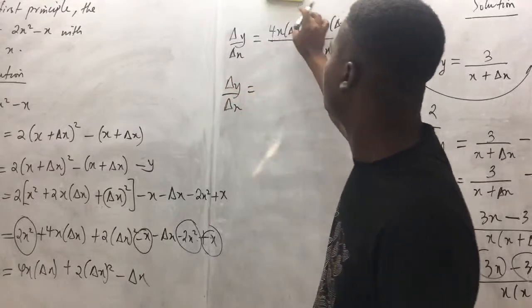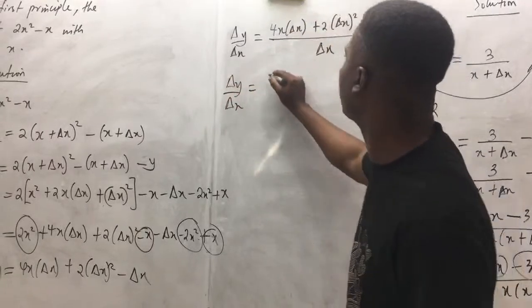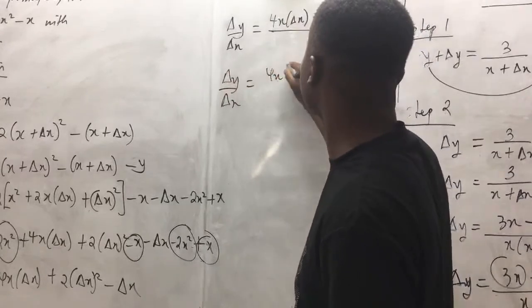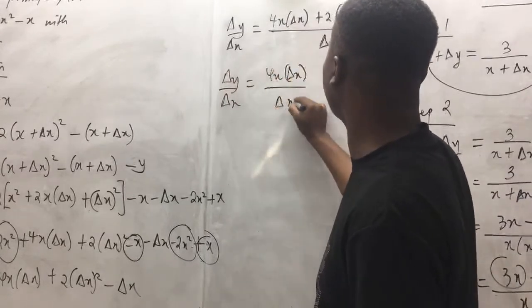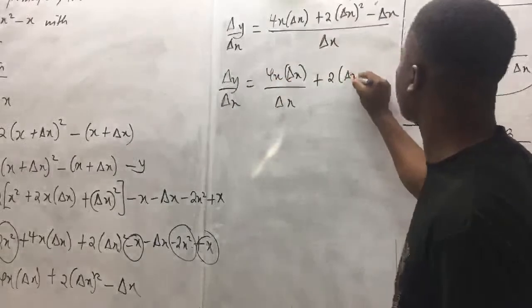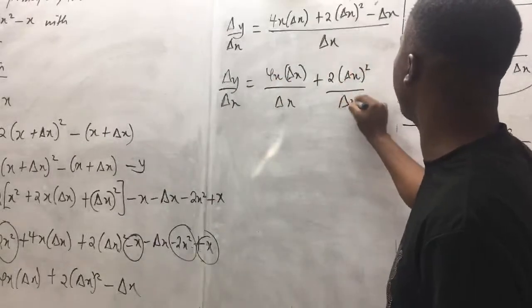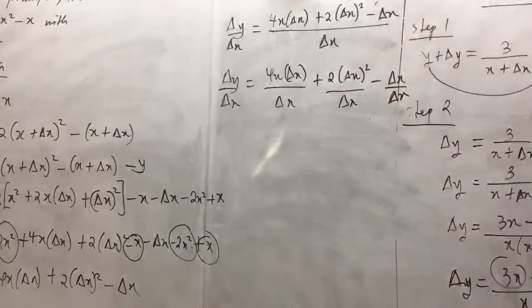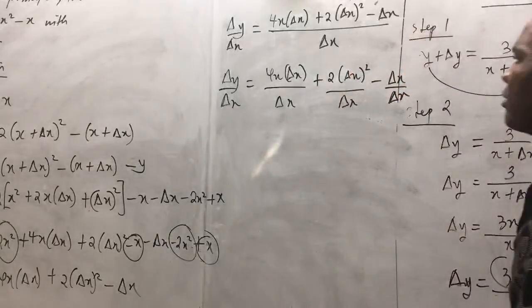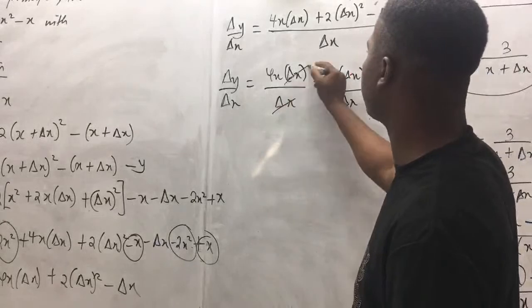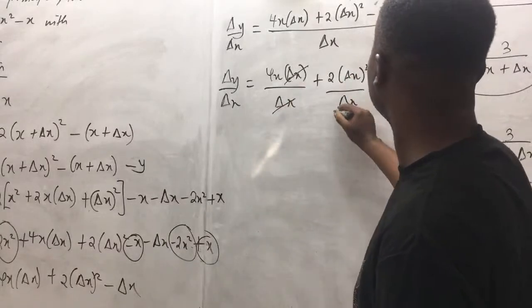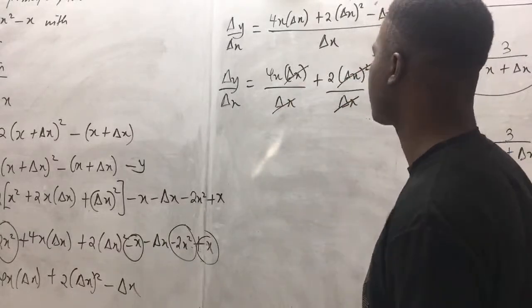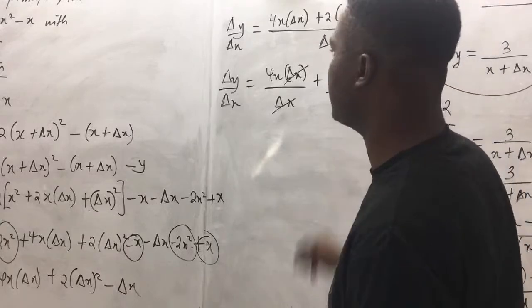When you divide each term by change in x, that will give you 4x change in x all over change in x, plus 2 change in x all squared all over change in x, minus change in x all over change in x. Okay? And that would end up giving you change in x cancelling change in x here, change in x cancelling one of these, and change in x cancelling this.